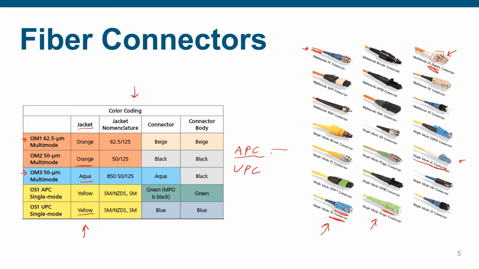Say we're imagining our little fiber optic here. Angle polish is where it's cut on an angle at the end, whereas UPC is cut into a little bit of a dome on the end, but mostly flat. So UPC is the blue, and APC is the green.